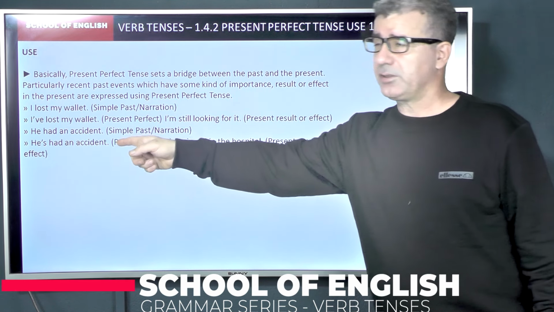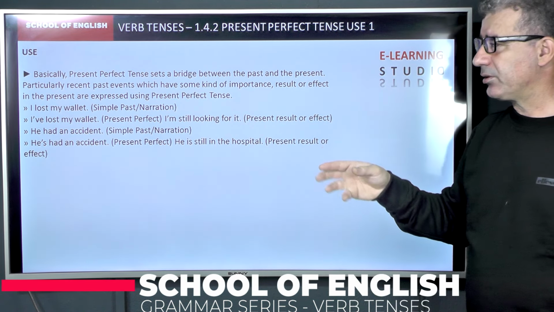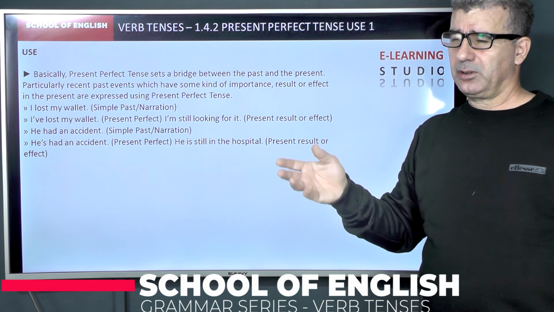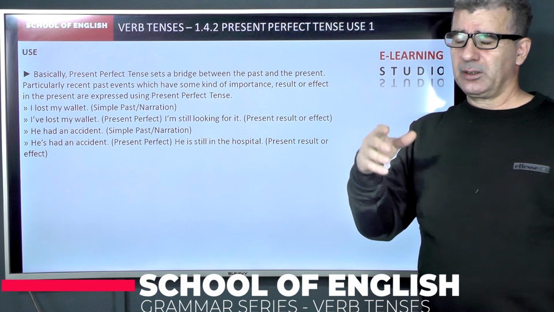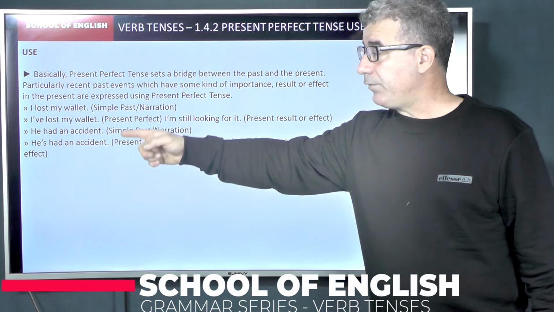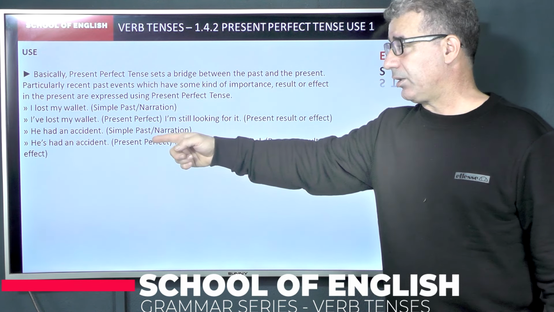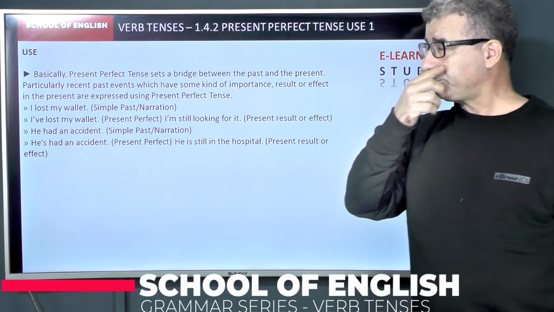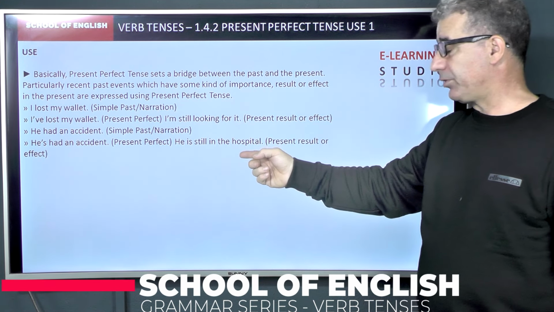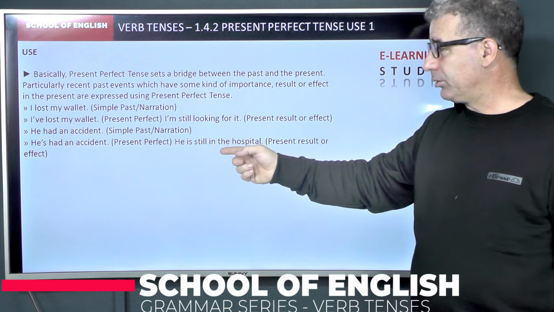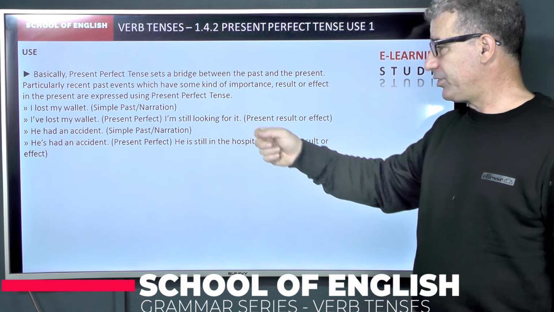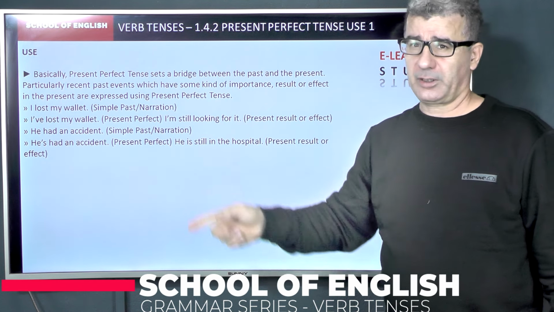He had an accident. This is simple past. It's simple narration. Just talking about an event that happened in the past. If you use he has had an accident, then maybe you mean he's still in the hospital. To be in the hospital for that person is its present result or effect.